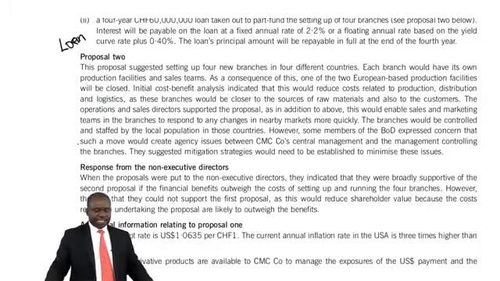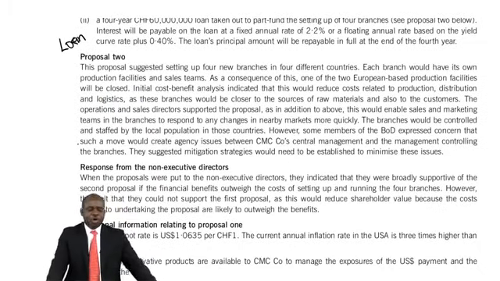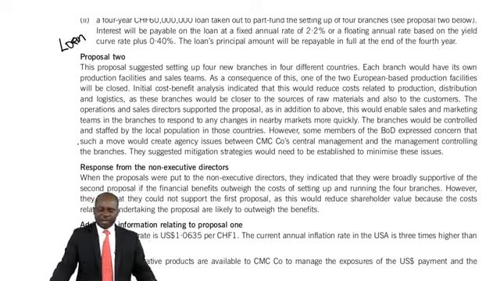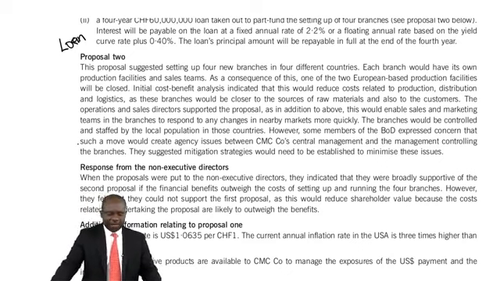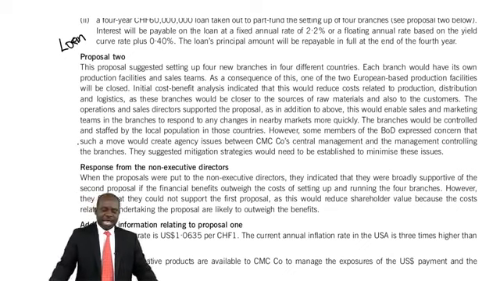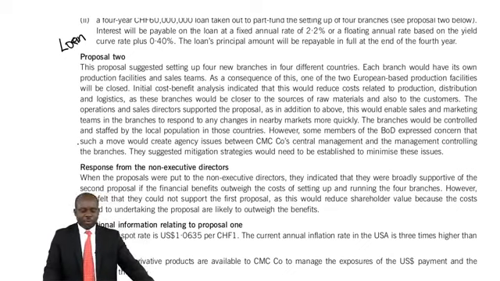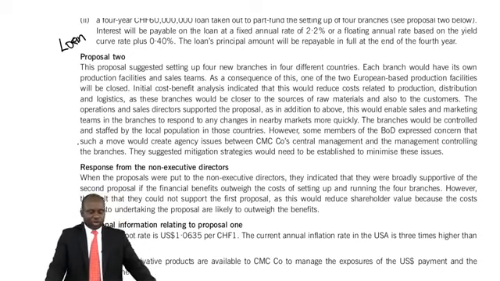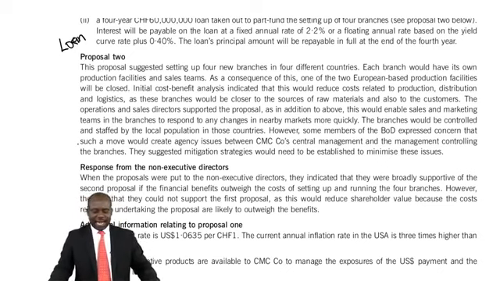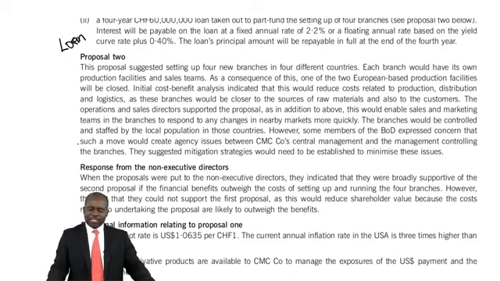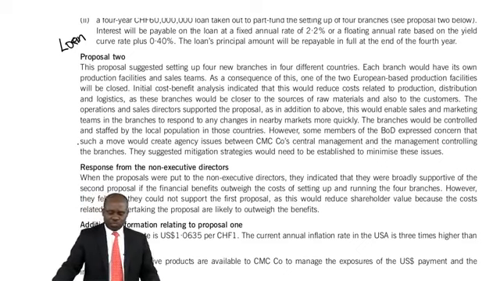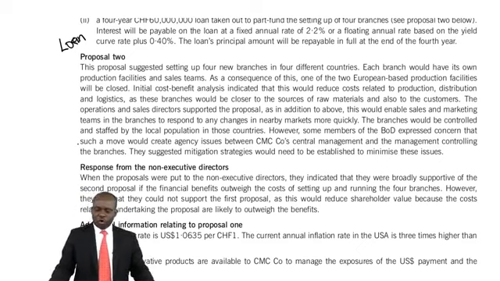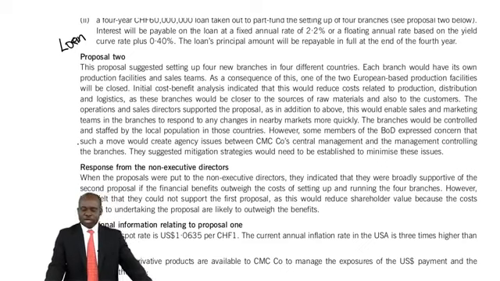Proposal 2. This proposal suggests setting up 4 new branches in 4 different countries. Each branch would have its own production facilities and sales terms. As a consequence of this, one of the 2 European-based production facilities will be closed. Initial cost-benefit analysis indicated that this will reduce costs related to production, distribution, and logistics, as these branches would be closer to the sources of raw materials and also the customers.